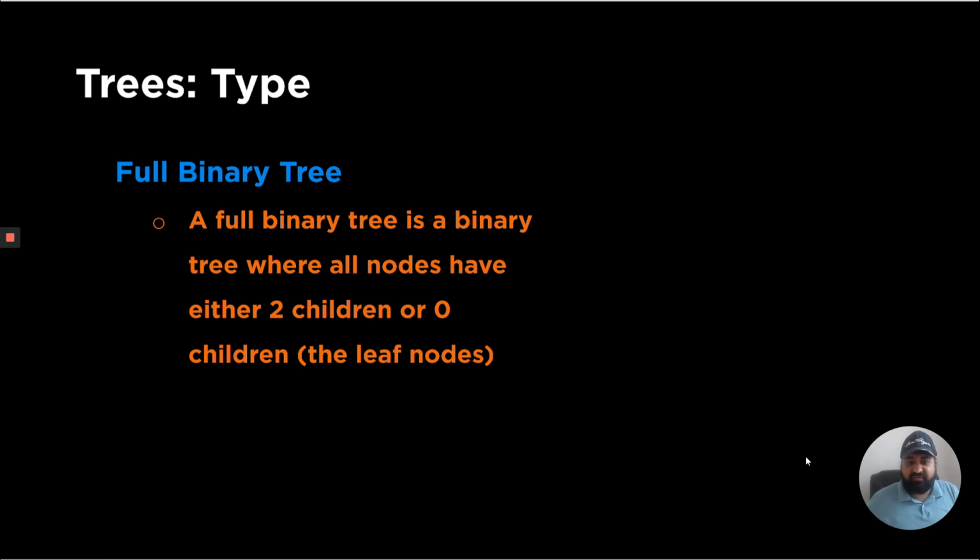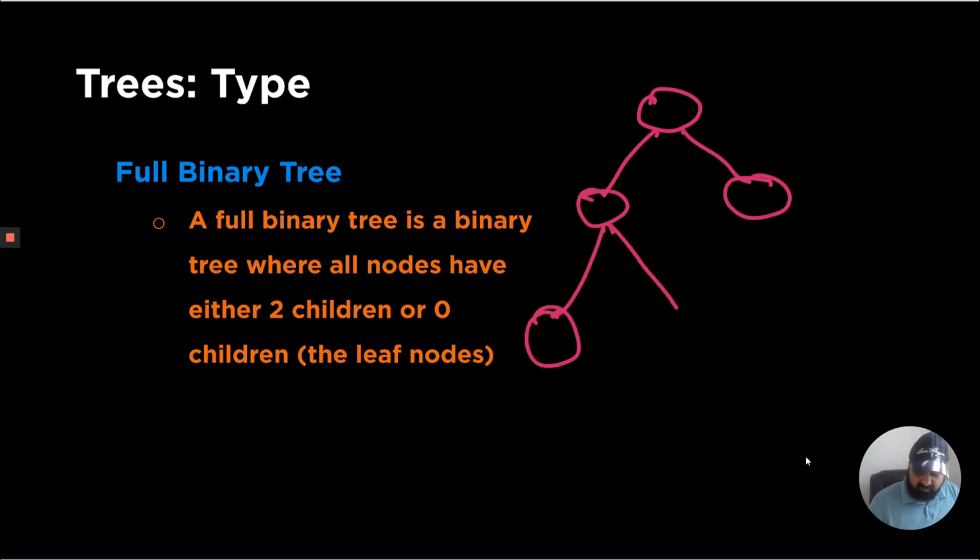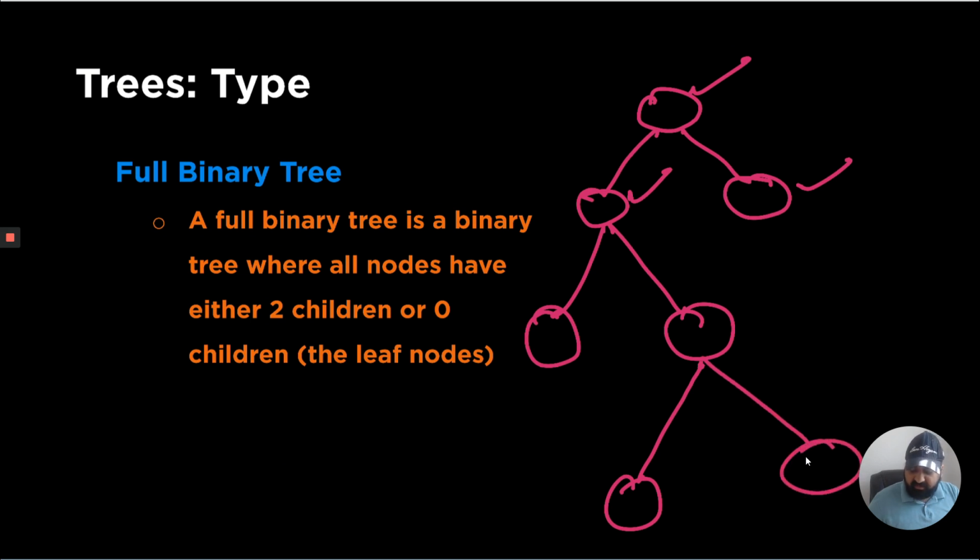So a full binary tree is a binary tree where all nodes have either two children or zero children. I'll give you an example. This is a full binary tree, even this one, because if we talk about this, this has two children, this has two children, this has zero children. And let's talk about this one. This is again a full binary tree because this node has two children and this one has zero children.